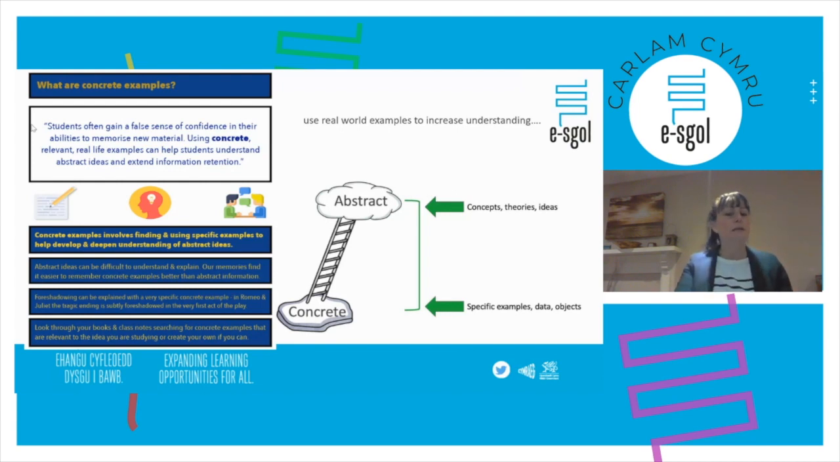An example of this would be foreshadowing, which can be explained with a very specific concrete example. In Romeo and Juliet, the tragic ending is subtly foreshadowed in the very first act of the play. So that is an example where you've got a concept that's got a concrete example and you can understand that concept from that. So look through your books and your class notes and see if you can find concrete examples that are relevant to that abstract idea that you are learning about. It's basically using real world examples to increase your understanding.